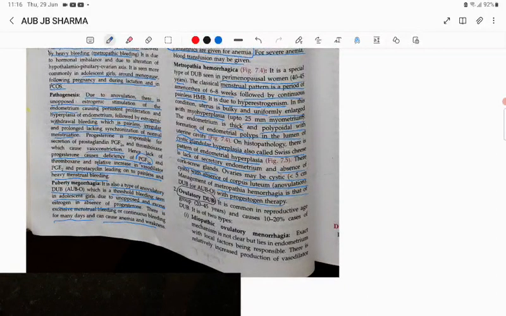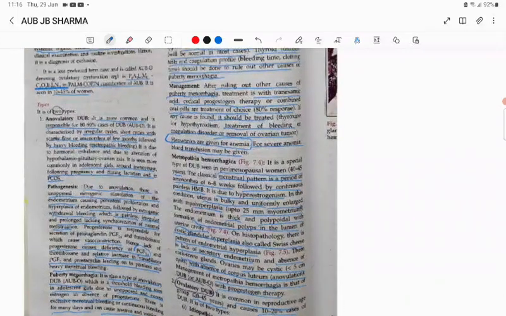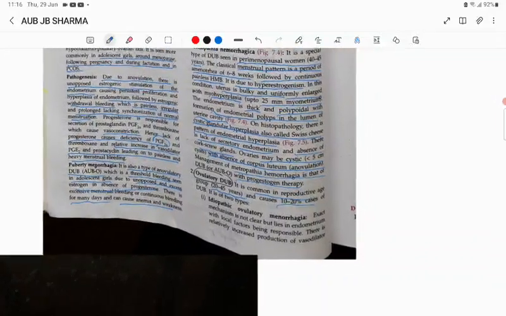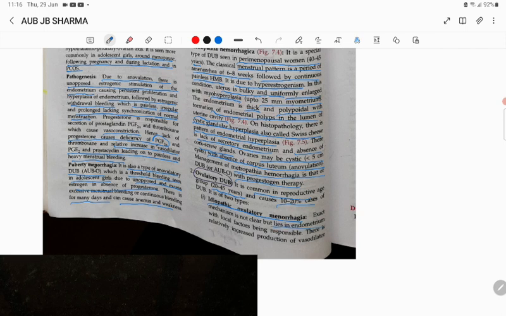Then ovulatory AUB is common in the reproductive age group, 20 to 45 years. AUB-O, that is anovulatory bleeding, is 80% of cases, and ovulatory AUB is 10 to 20% of cases of AUB. It is of two types. One is idiopathic ovulatory menorrhagia. The exact cause is not clear, but it lies in the endometrium, with local factors being responsible. There is a relative increased production of vasodilator.